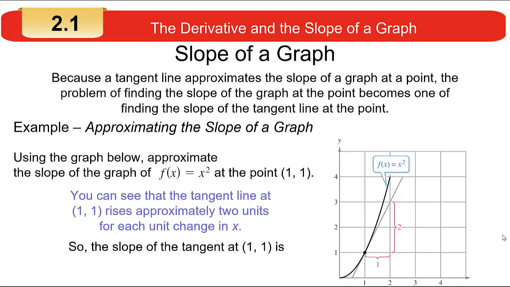So again, at the point (1, 1), the slope of that tangent line is 2 over 1, which is just 2. And again, we call it the slope. We describe it algebraically sometimes with the symbol dy over dx, which is read change in y over change in x. Sometimes we call it rise over run. But in any case, it's just the same old slope of a line that you've been doing for years.